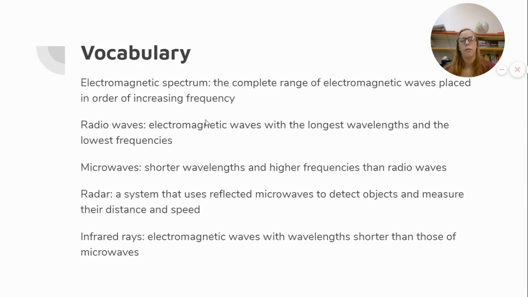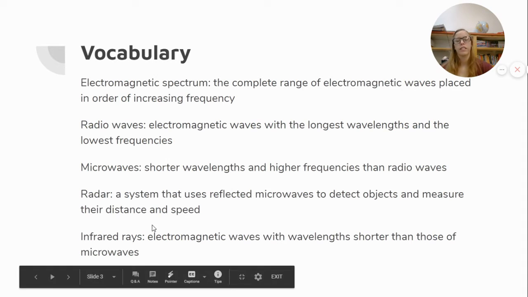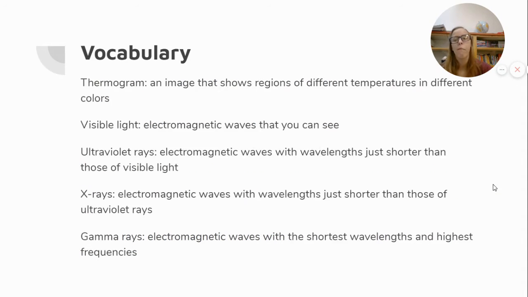Electromagnetic spectrum is the complete range of electromagnetic waves placed in order of increasing frequency. Radio waves are electromagnetic waves with the longest wavelengths, lowest frequencies. Microwaves have shorter wavelengths, higher frequencies than radio waves. Radar is a system that uses reflected microwaves to detect objects and measure their distance and speed. Infrared rays are electromagnetic waves with wavelengths shorter than those of microwaves.